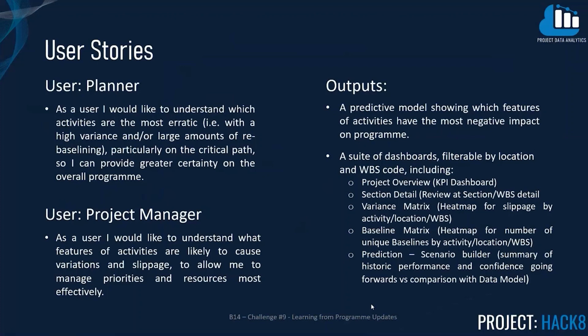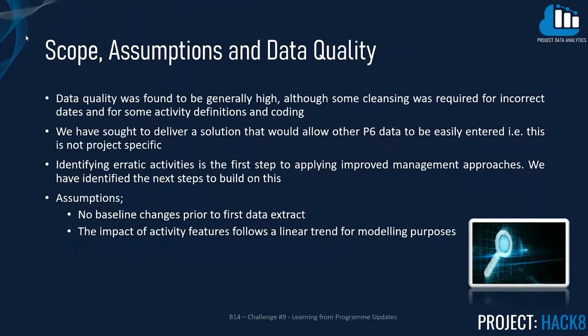To solve these, we've created a predictive model which identifies features of activities which have the most negative outcome on the programme, alongside a suite of Power BI dashboards to visualise our findings. From reviewing the P6 data provided by the A14 project, we found the quality to be fairly high, with some inconsistencies found around the dates and the activity definitions and coding. This was corrected by cleaning. We've tried to develop a plug-and-play model which any project using P6 software could easily add their data to.